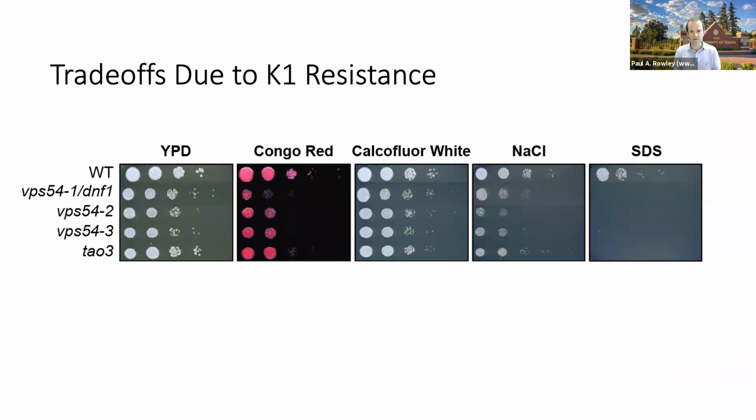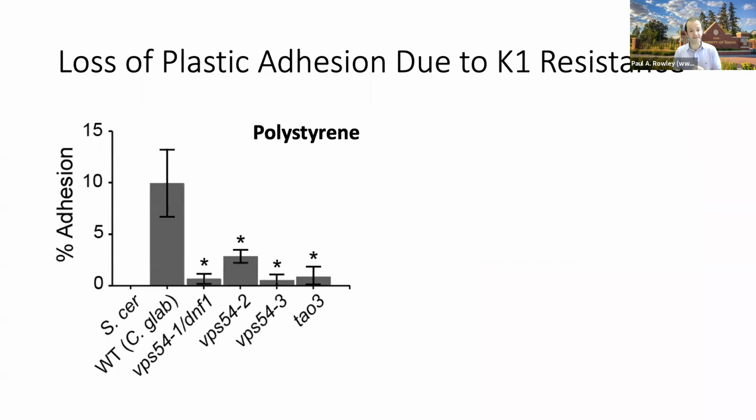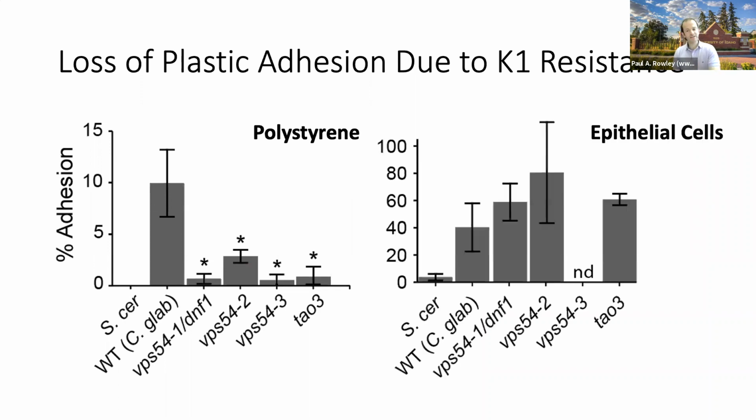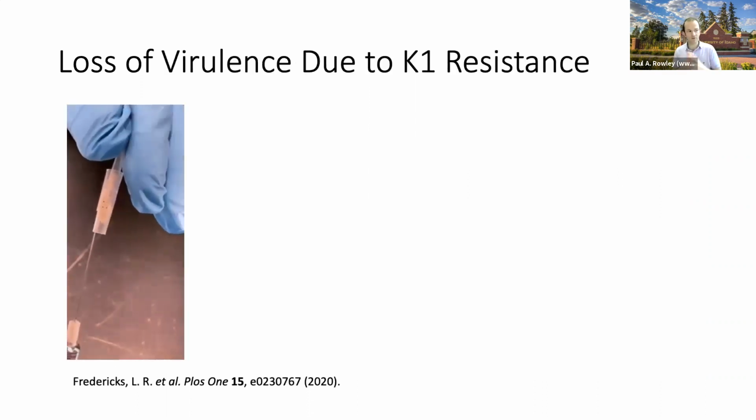So what else did we look at? We did look at adhesion, okay? And we did see that on polystyrene, adhesion is also significantly reduced. But we didn't see the same phenotypes necessarily with epithelial cells in tissue culture. So we do see some differences in adhesion rates with these K1 resistant mutants, but importantly, we did see a phenotype on polystyrene. The last phenotype that we tested was looking at virulence.